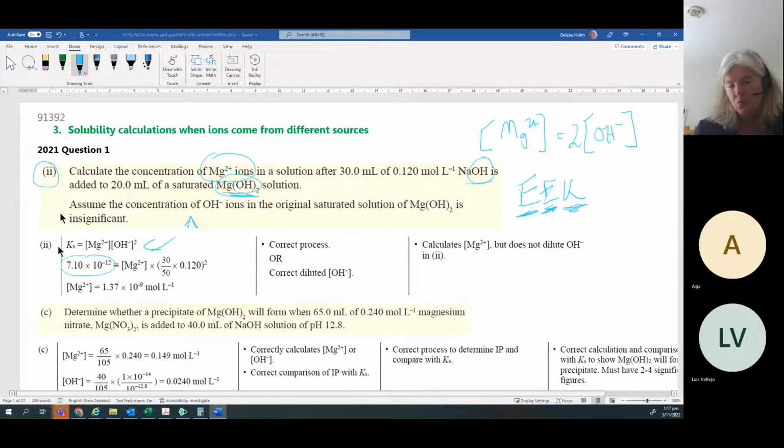But if I've got question 1A1 and 1A2 and 1A3, then all the information from A1 and A2 may also be needed for A3 and so on. So always look for the rest of the question to see if there's any information. So you substitute that. This is what you've got to calculate.